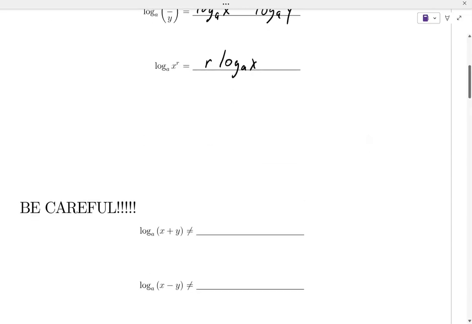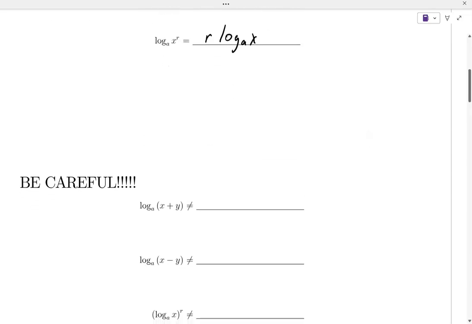These are the correct laws of logarithms. What I have down at the bottom of that page are some very, very, very common mistakes that students make trying to invent new log properties that don't exist. Okay.